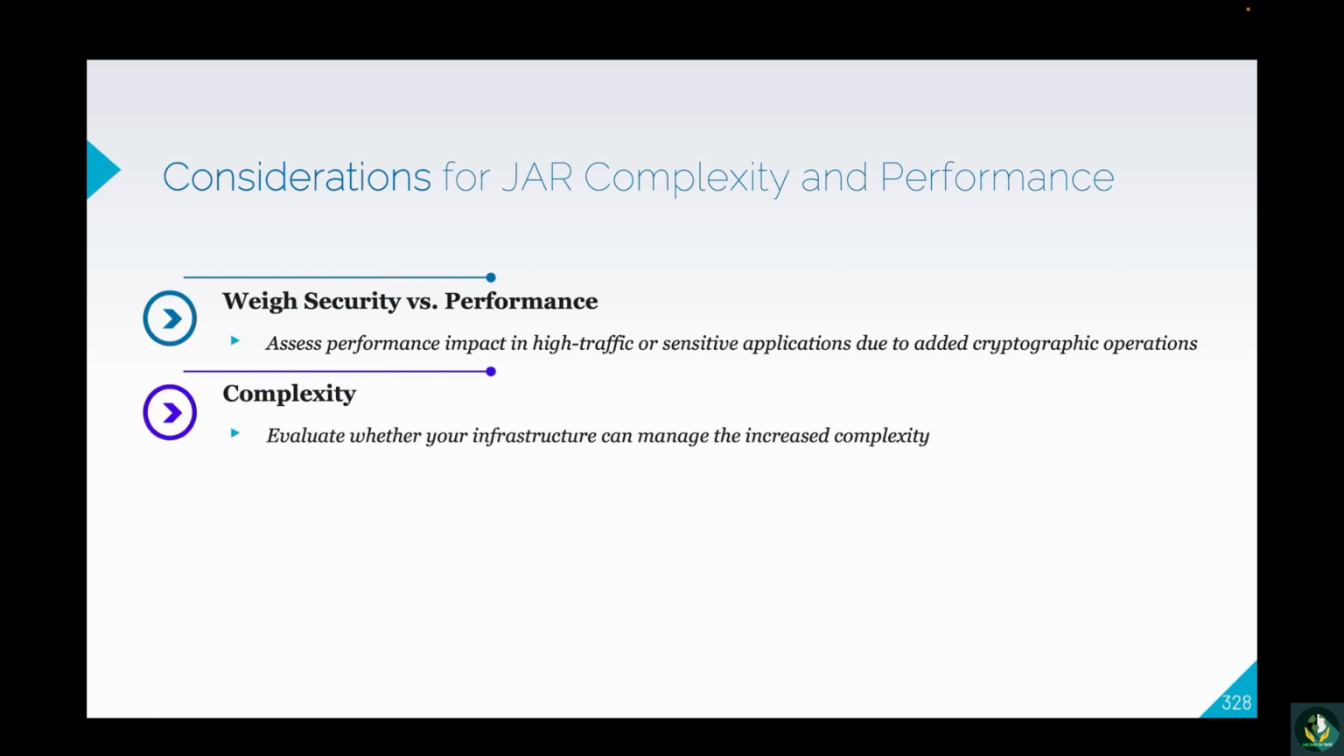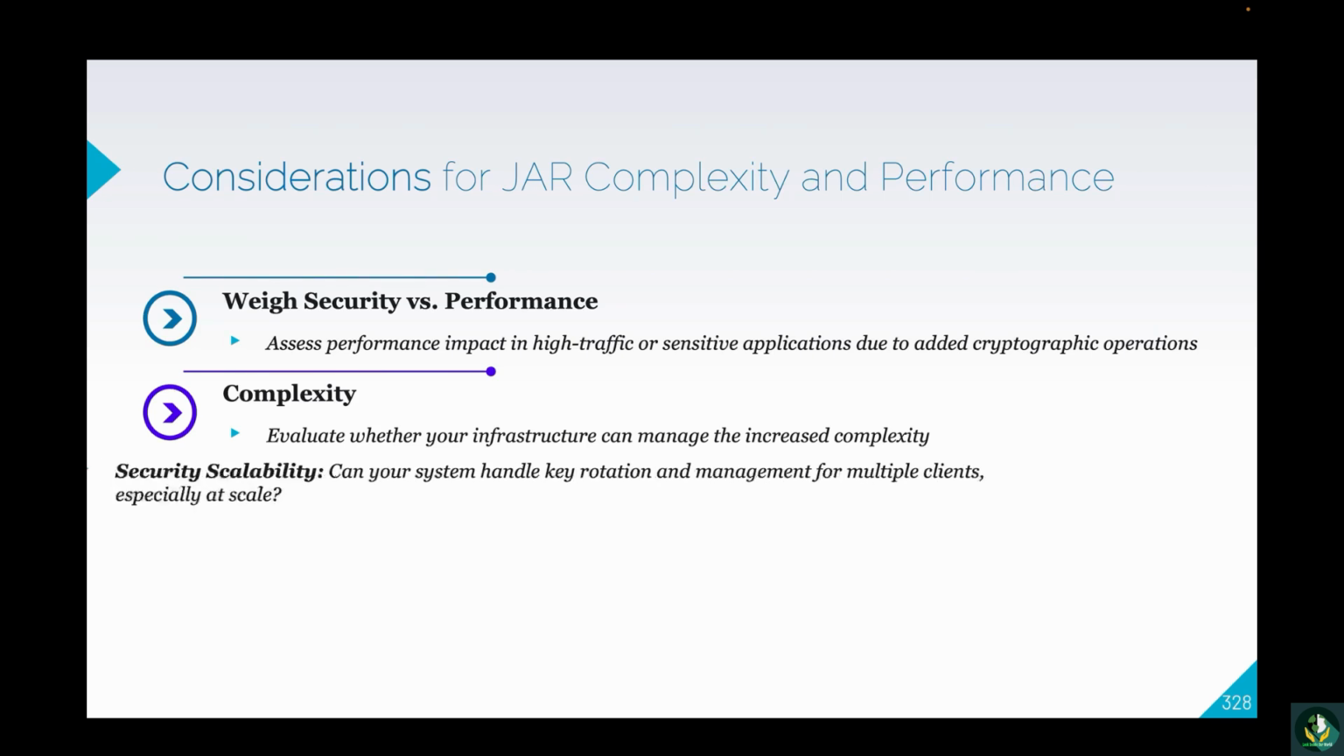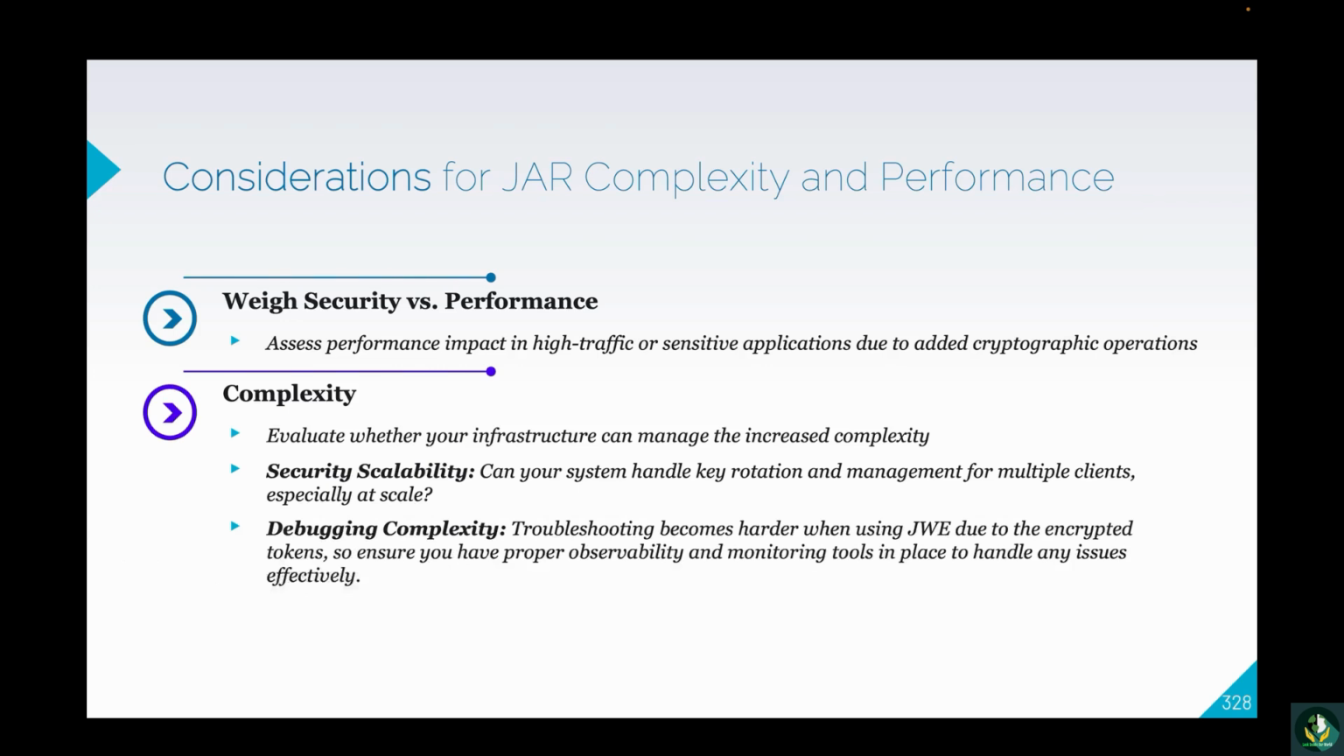And of course, there is the matter of complexity. Does your infrastructure have the capability to manage the added complexity? Things like security scalability. Can your system handle key rotation and management for multiple clients at scale? Lastly, if you are using JWE, debugging can get tricky. Encrypted tokens make troubleshooting harder, so you will need to make sure you have good observability and monitoring tools in place to catch any issues that come up.